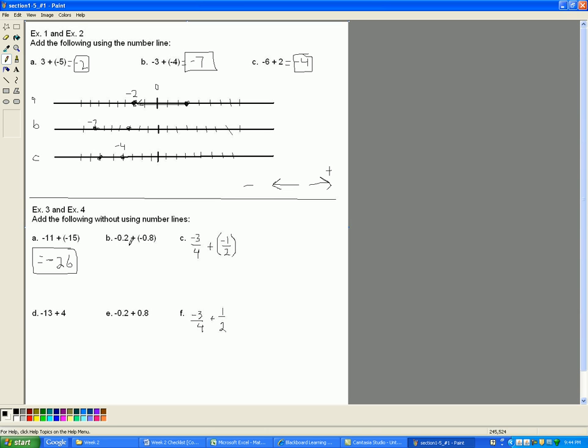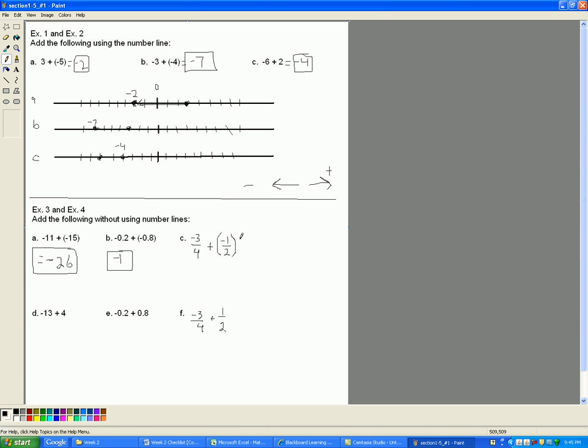In this case, we see we owe someone 0.2, then we have to add to our debt another 0.8. So we owe some 0.2, and then we owe them some more, 0.8. So -0.2 plus a negative 0.8 is going to equal a negative 1. And using a calculator here can help you check your work.